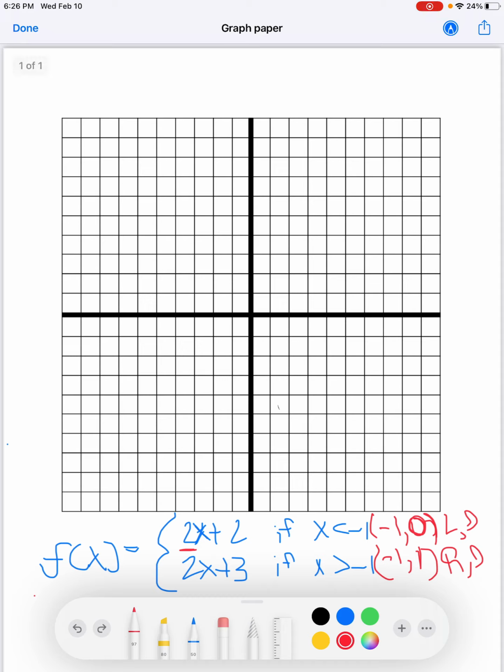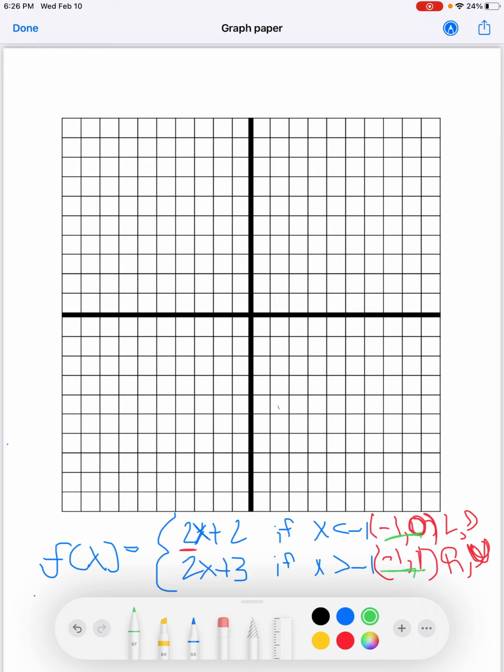It could be pointing the same way. Or sorry, not down, up. Didn't mean to do that. It can't be pointing down. So now we know what to do. All we have to do is plot this point and draw arrows going both ways.